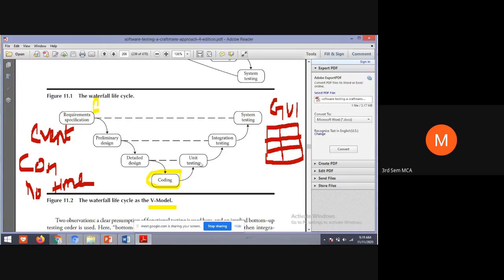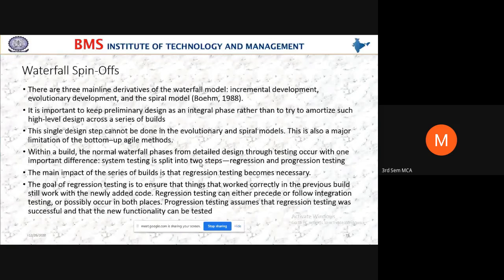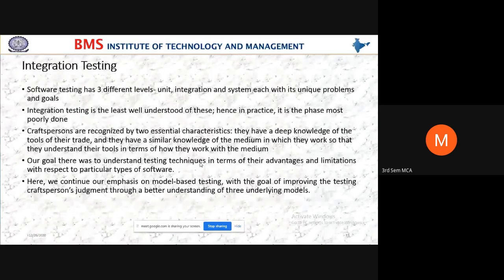In unit testing, what happens? Each component will be tested separately, unit by unit. Then in integration testing, we combine the components together and test them, or we test the project. And in the last stage, system testing, the complete system will be tested. So that is waterfall testing. The next very important concept is integration testing.